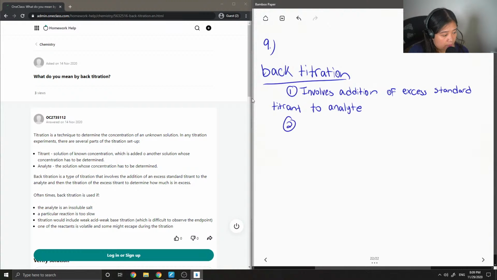And the second step is then you have the titration of your excess titrant to determine exactly how much excess was added.